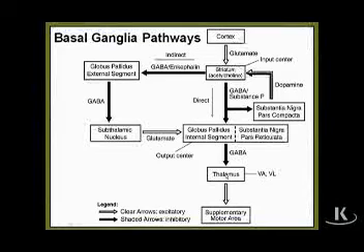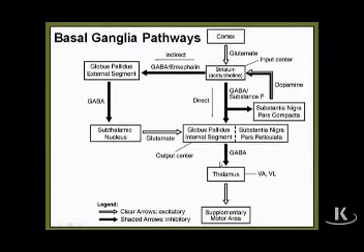So in summary, we can say that the basic function of the direct basal ganglia pathway is to drive the motor cortex and promote the initiation of movement. Now, let's do the same for the indirect pathway.